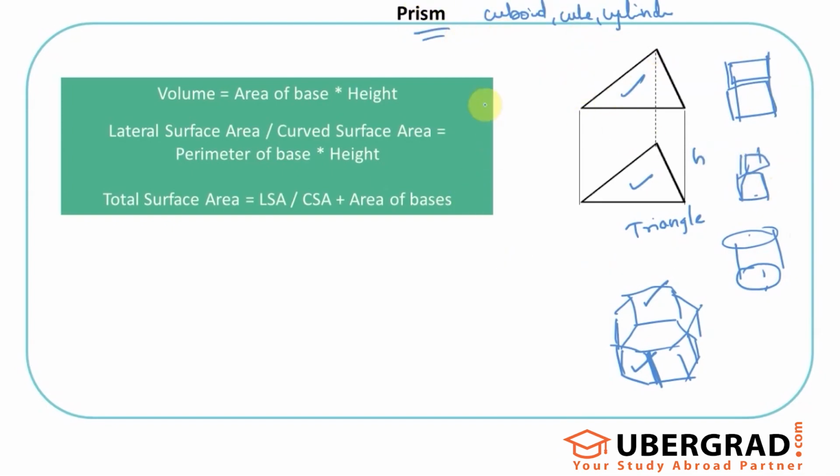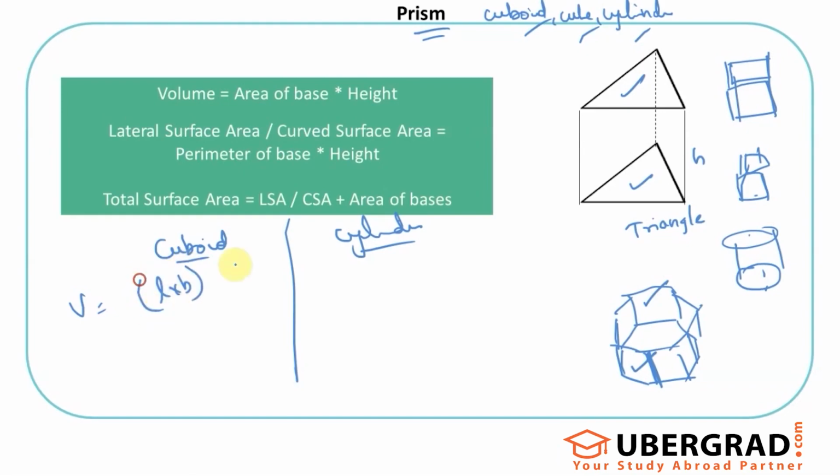For all of these, we have a generic formula that you can use, and you don't have to remember all the formulas for cuboid, cube, and cylinder if you can get through this properly. Volume is basically area of base into height. I'll show it for the cuboid and for the cylinder to summarize. What is the volume for a cuboid using this formula? Area of the base is a rectangle, L into B, into height. That's L into B into H.